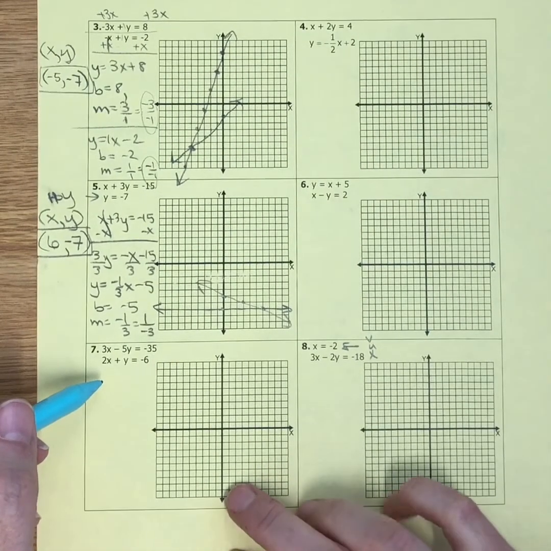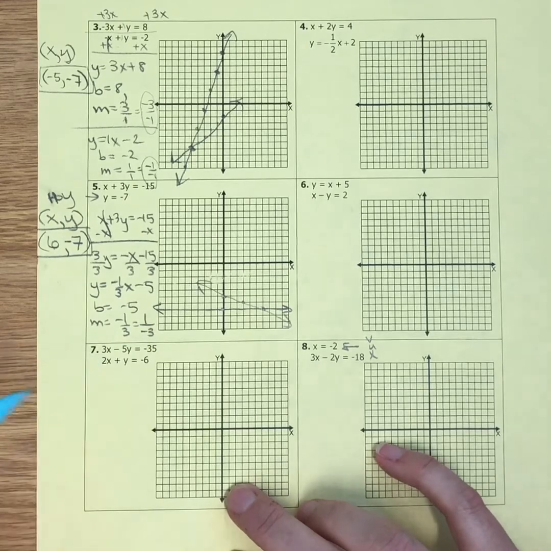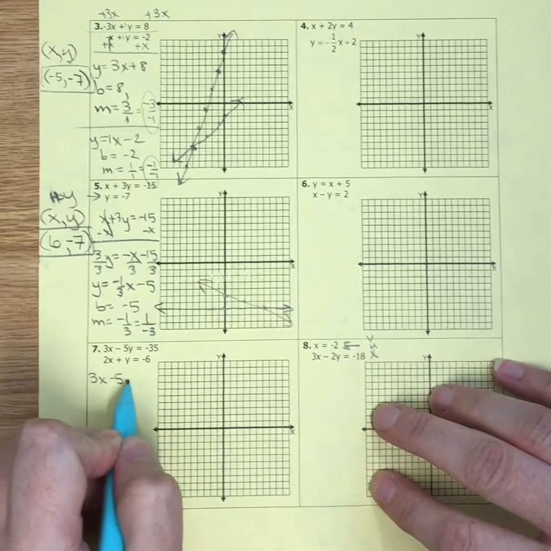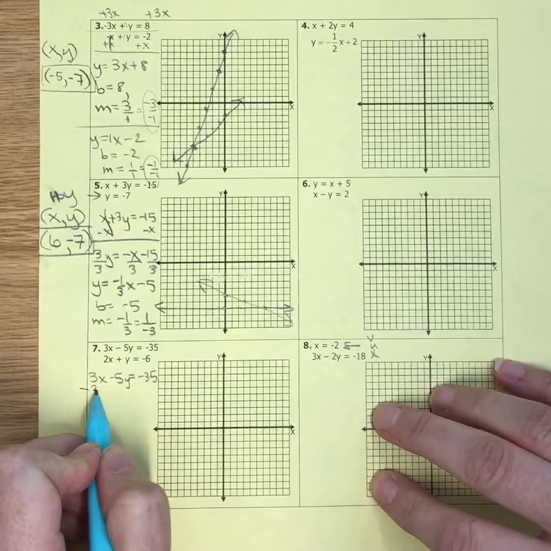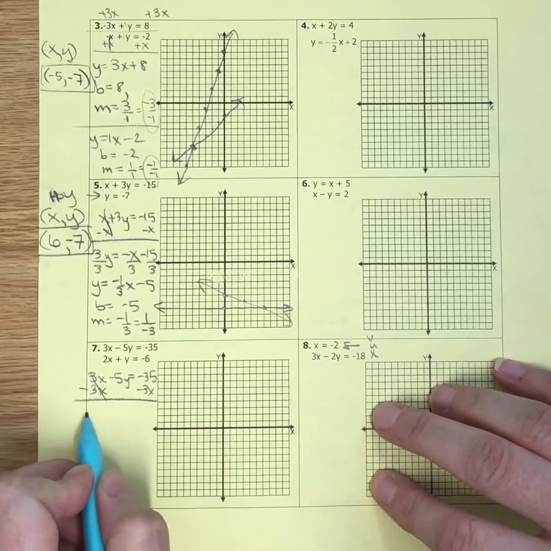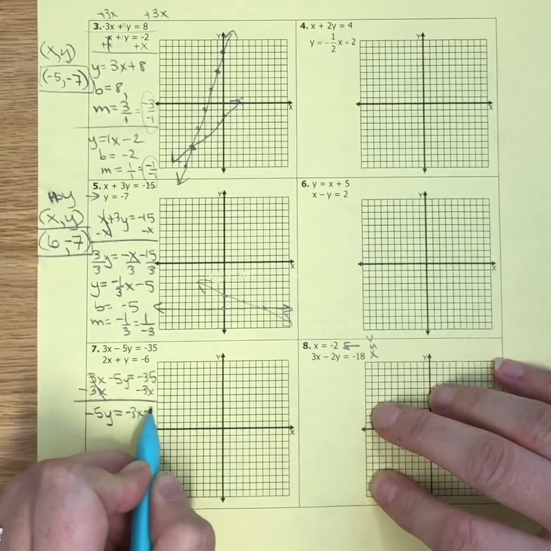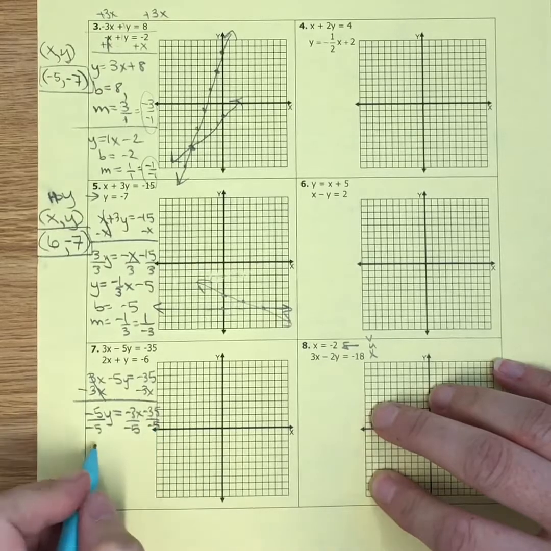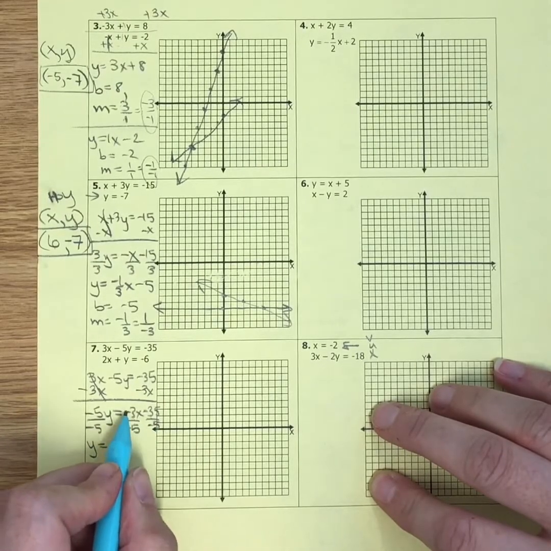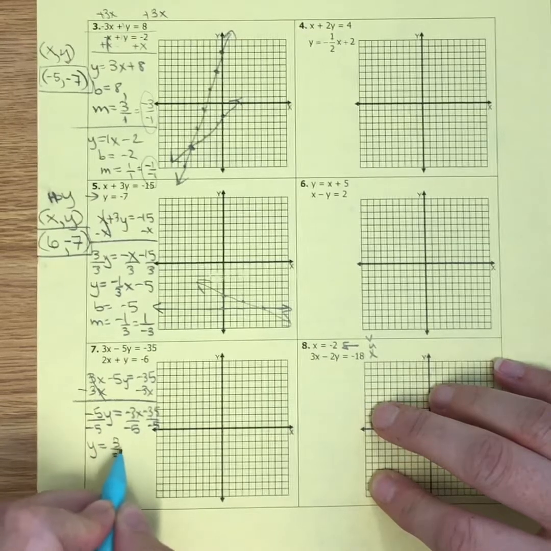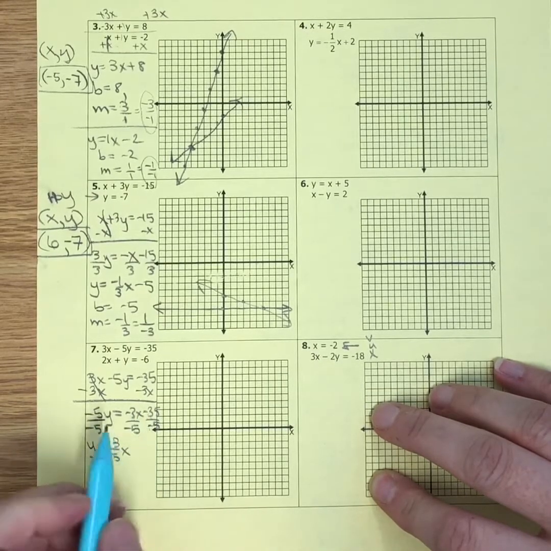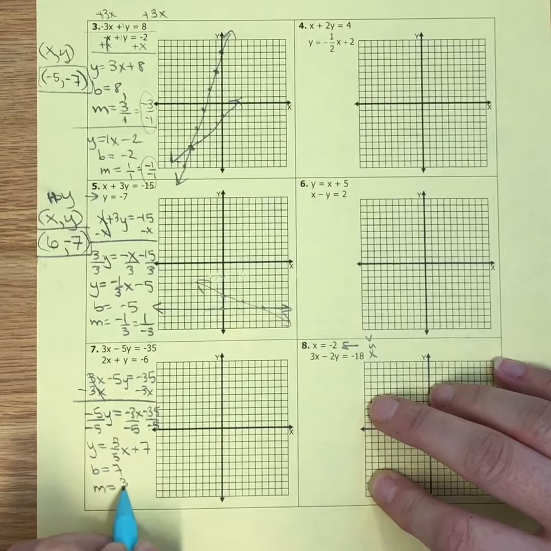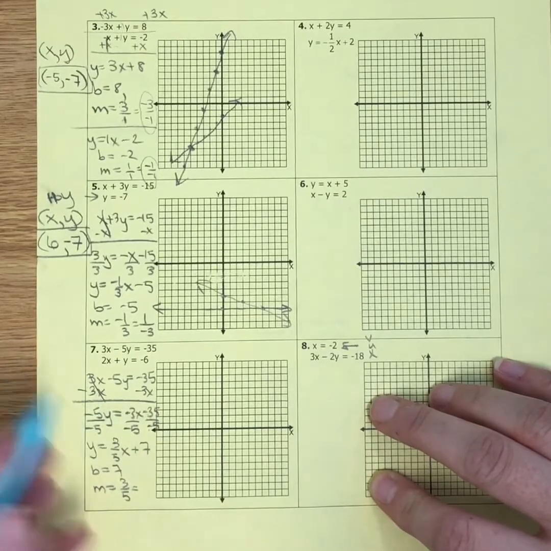Okay. Now look at number 7. We're going to have to solve both equations for y. So the first equation, 3x minus 5y equals -35. We're going to subtract 3x. So -5y equals -3x minus 35. Divide by -5. So then y equals +3/5 x, since a negative divided by negative reduces to positive, and -35 divided by -5 is +7. So my b is 7, and my slope is 3/5, which is also equivalent to the two negatives.